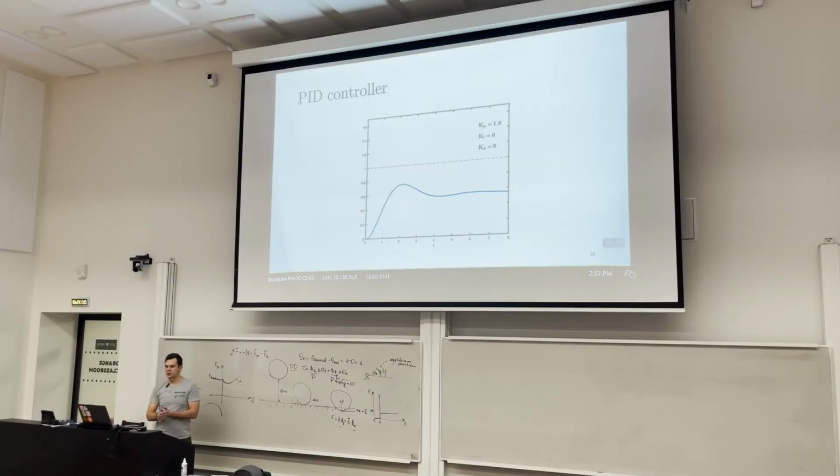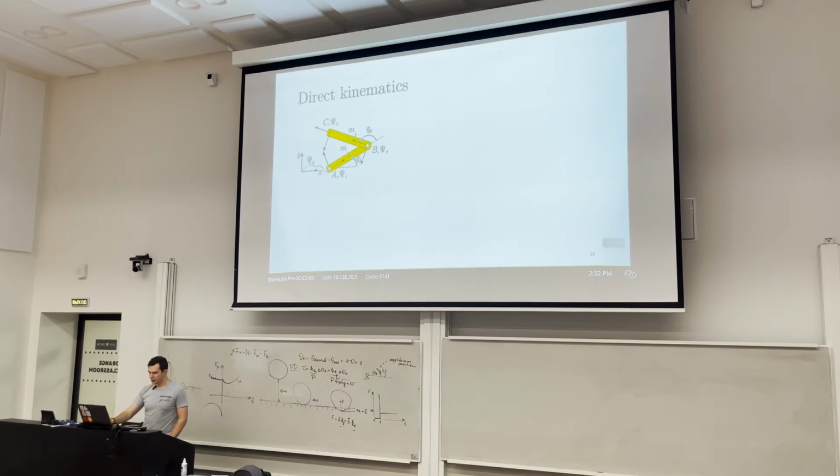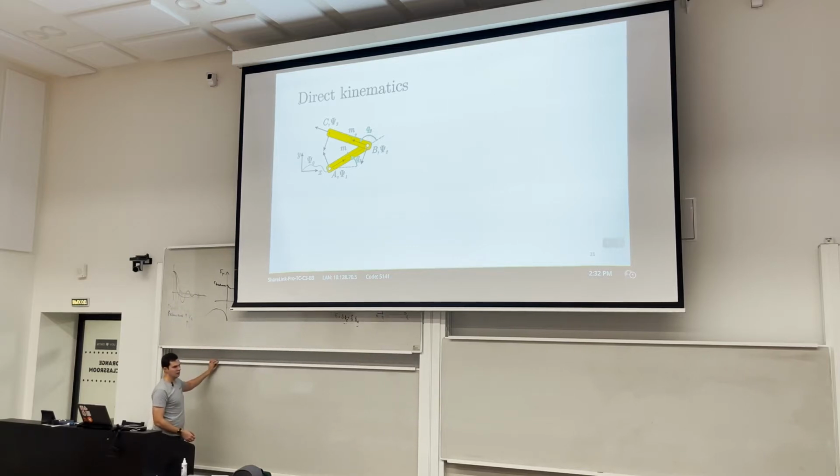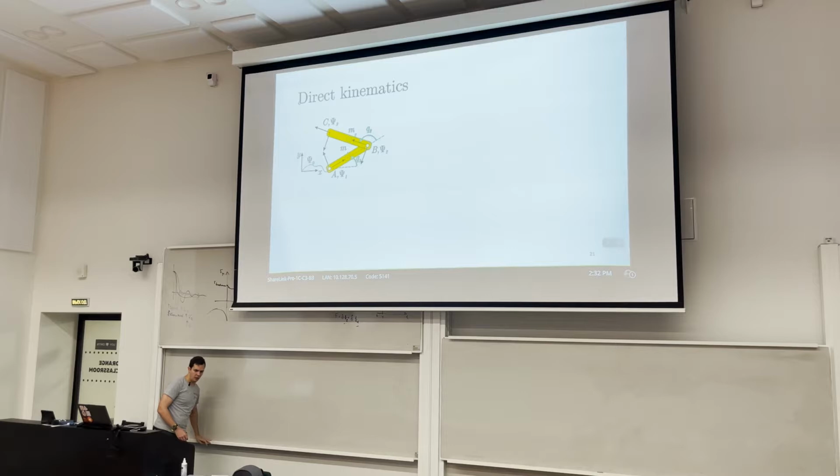How can you use a PID control in order to control our robot? Let us consider a very simple system, but now it's not a 1D system, it's a robot. It will be a planar robot that is able to move only in a plane, the y-x plane. And let us start with the direct kinematics.